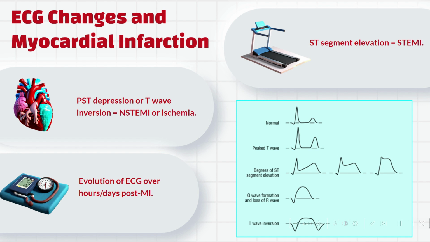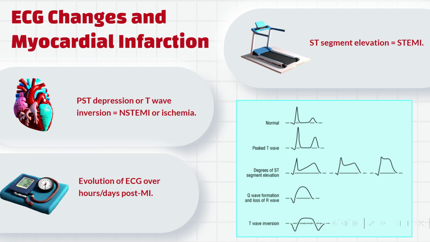The evolution of ECG changes over time, following the myocardial infarction, provides valuable information about the stage and progression of the cardiac event. In the early phase, minutes to hours, a patient with STEMI may show tall peaked T waves that evolve into the ST segment elevation.